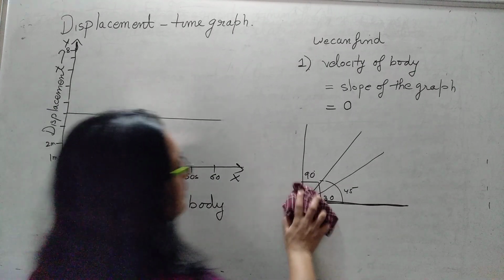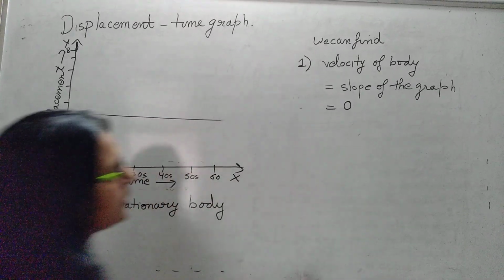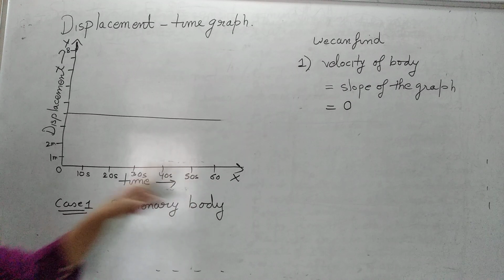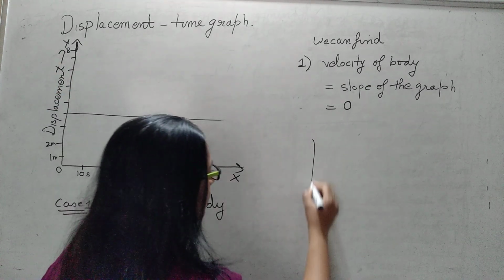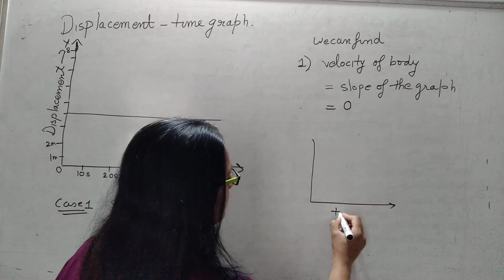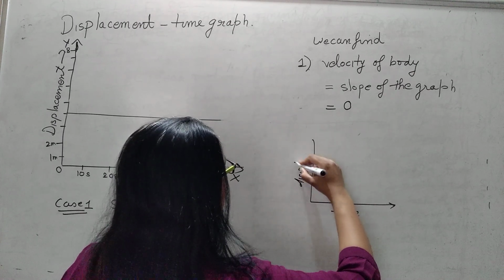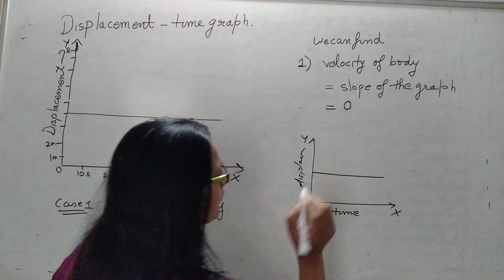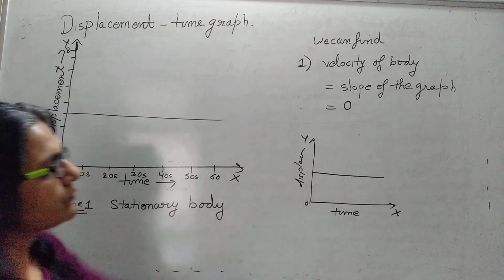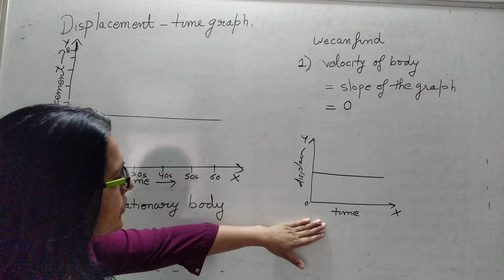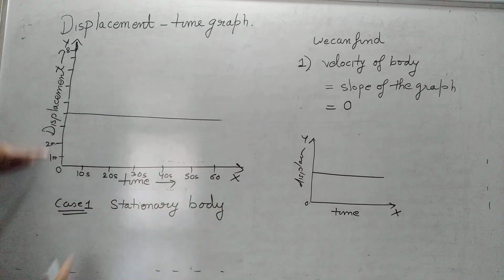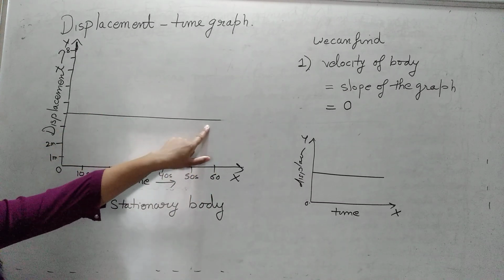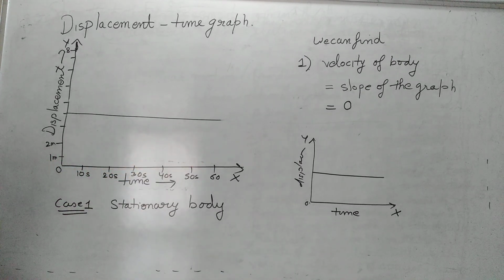Now suppose in the exam the question comes, draw the displacement time graph for a stationary body, then you don't have to make these numbers. You will simply draw like this. For the stationary body, this is the time, this is the displacement, y-axis, x-axis, and this. So this much you have to make. I have written these timings etc. just to explain that time is increasing but the body is not moving, it is at its same place.